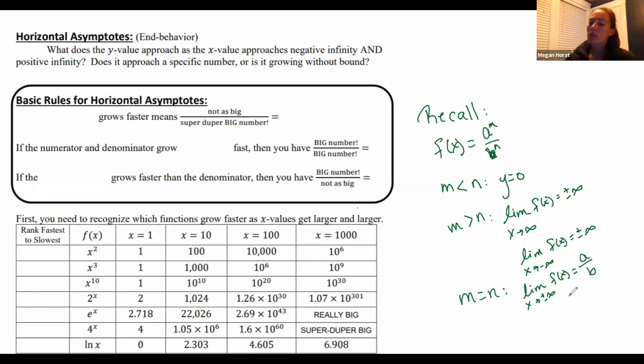The only thing we have to be careful with is sometimes we can have more than one horizontal asymptote because remember, unlike vertical asymptotes, we can cross a horizontal asymptote. It's not as forbidden to cross as that vertical asymptote is. So we just have to be careful with that.